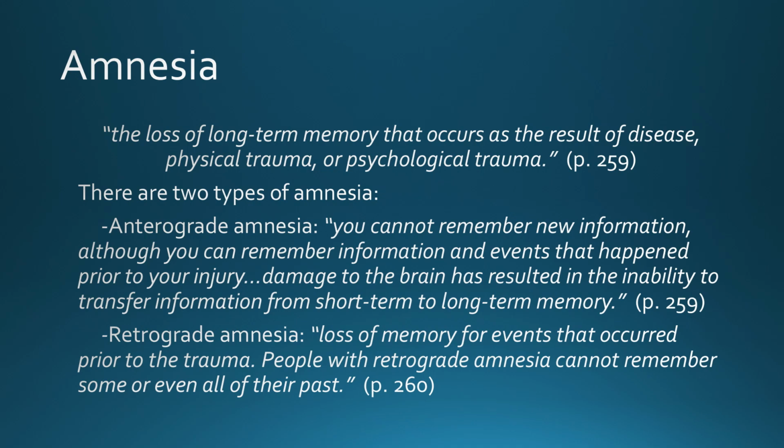The first is amnesia, which I'm sure we all have an idea of, but it is the loss of long-term memory that occurs as the result of a disease, a physical trauma, or a psychological trauma. There are two types of amnesia. Anterograde amnesia means you can't remember new information. Although you can remember past information and events that happened prior to your injury, damage to the brain has resulted in the inability to transfer information from short-term to long-term memory. So essentially, you can't remember new information. Things that are presented to you after your trauma, you can't remember.